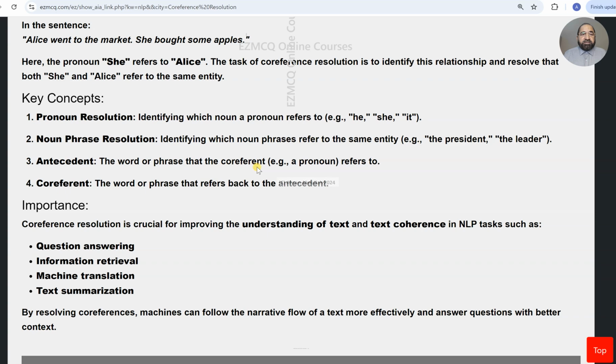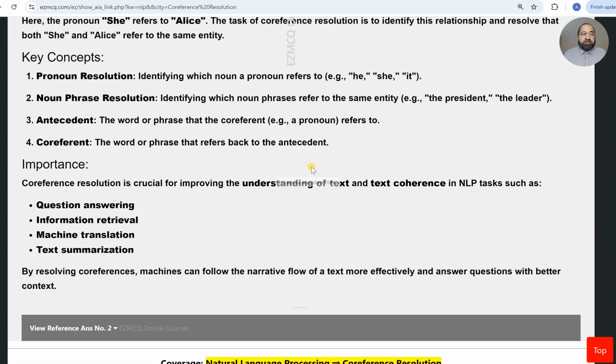Antecedent, the word or phrase that comes before. This will become clear to you. What has happened or what occurred before. And co-referent, the word or phrase that refers back to the antecedent. So this is nothing to worry about, because this is going to become very clear.